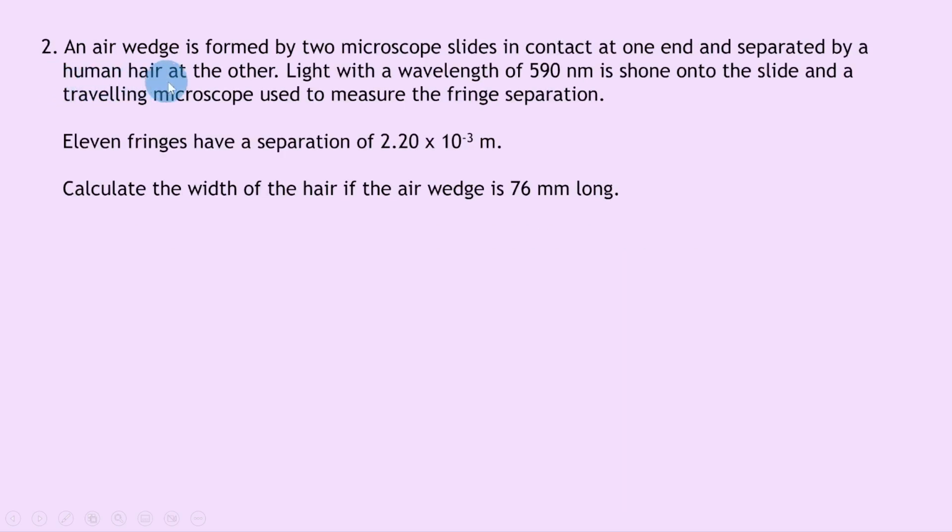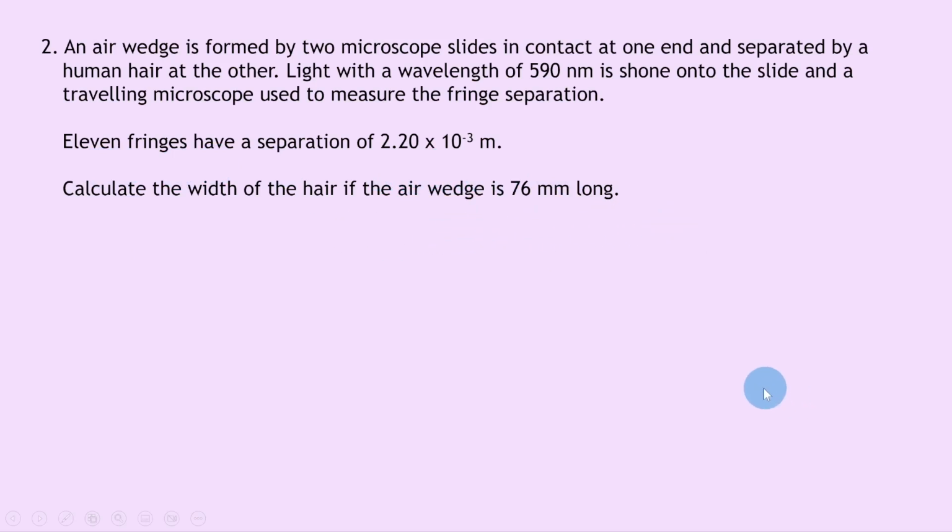Lastly, question 2 says an air wedge is formed by two microscope slides in contact at one end and separated by a human hair at the other. Light with a wavelength of 590 nanometers is shone onto the slide and a travelling microscope used to measure the fringe separation. 11 fringes have a separation of 2.20 times 10 to the minus 3 meters. Calculate the width of the hair if the air wedge is 76mm long.